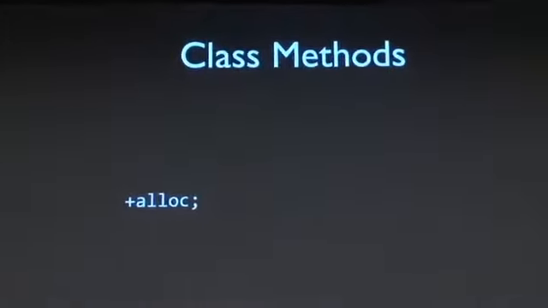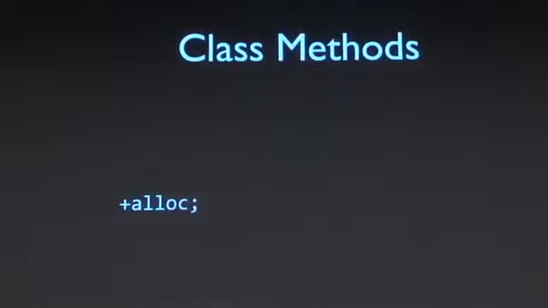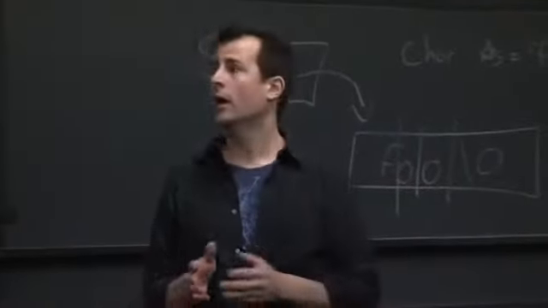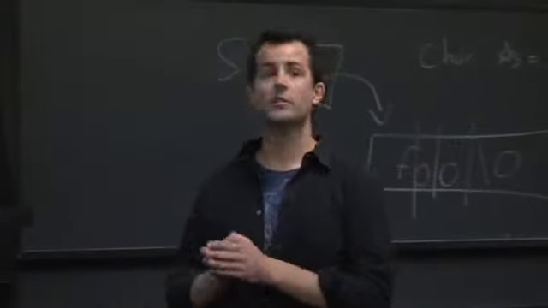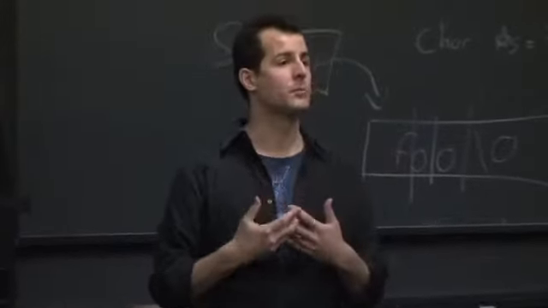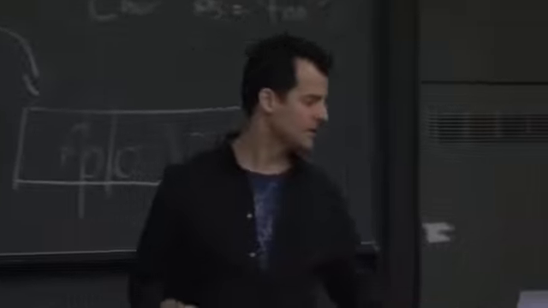And alloc is one of the most commonly called class methods, whereas in Java we have the new keyword. C++ we have the new keyword. In C we have the malloc keyword. In Objective-C, alloc is the keyword with which you can allocate an object of a specific class. So it's like new in that sense.